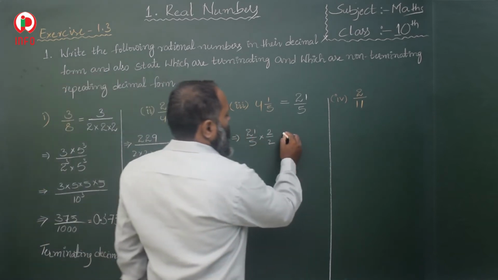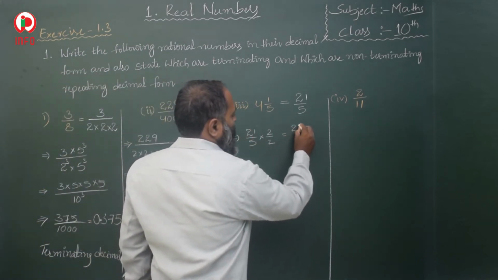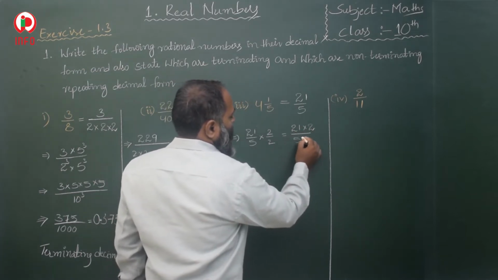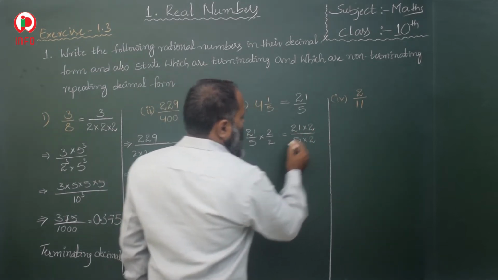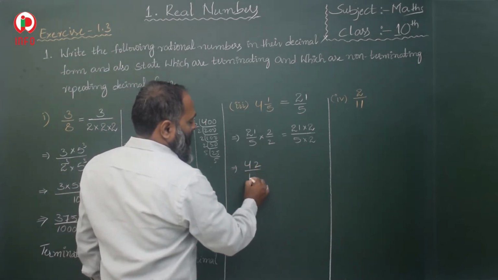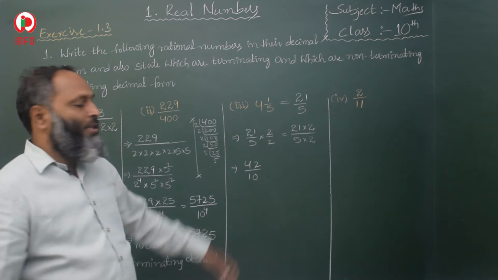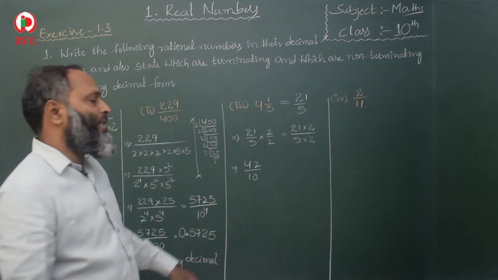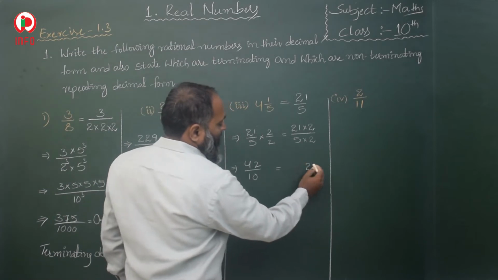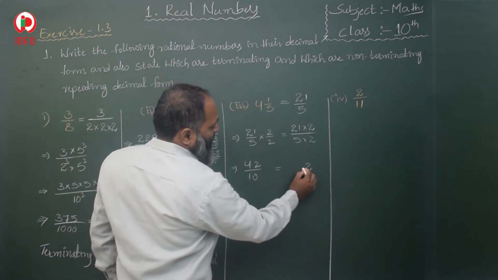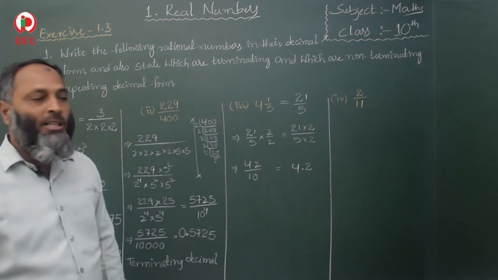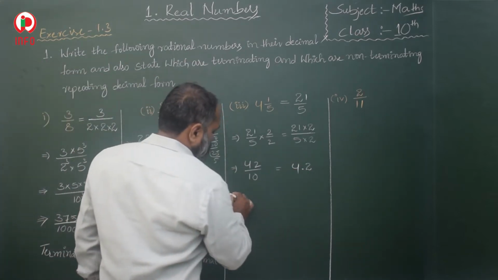We should multiply 21 with 2, and 5 with 2. 21 twos are 42 by 5 twos are 10. So in the denominator, 1 0 means 10 is there. After 1 digit we keep a decimal. After 1 digit means 2, from right to left. After 2 we keep a decimal, and after that 4 is there. So it is 4.2. This is a terminating decimal.